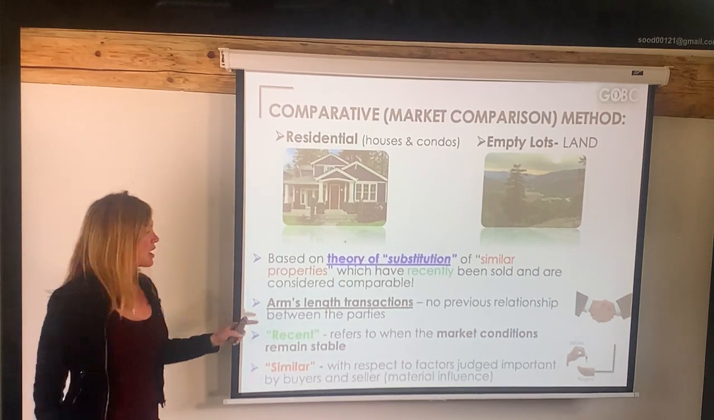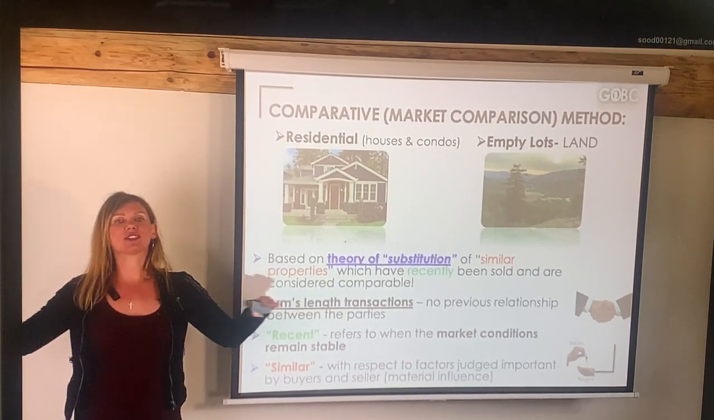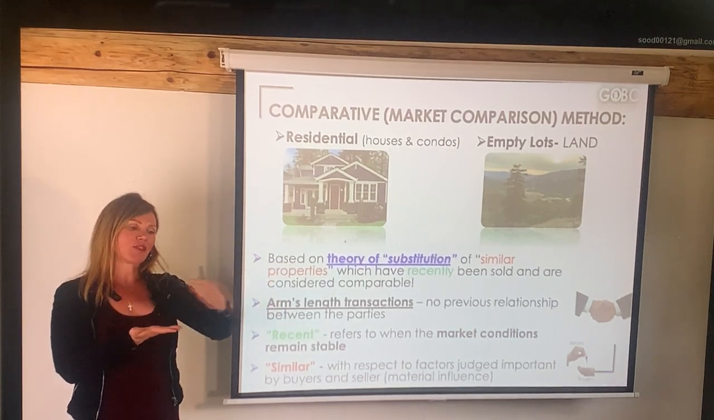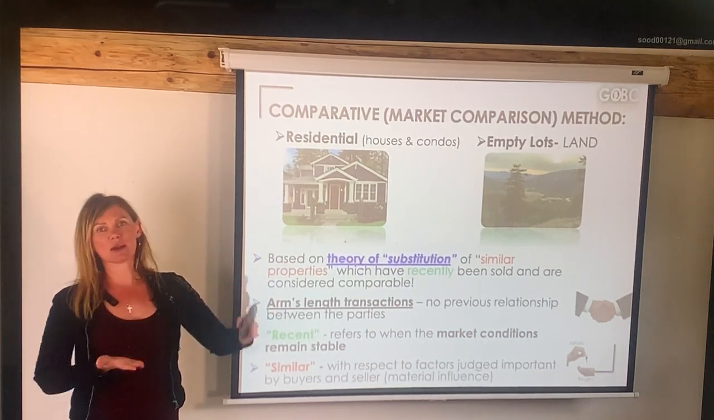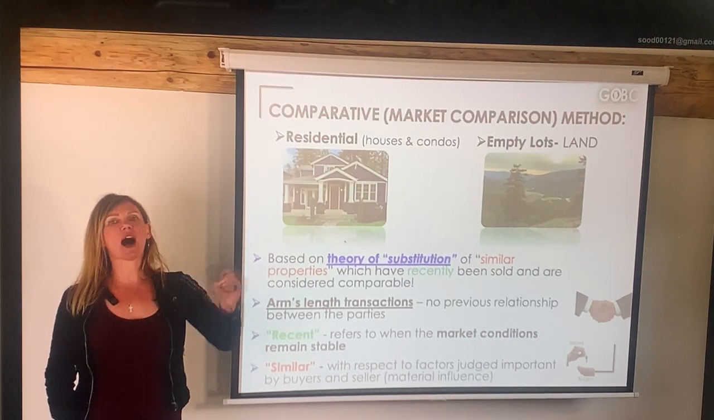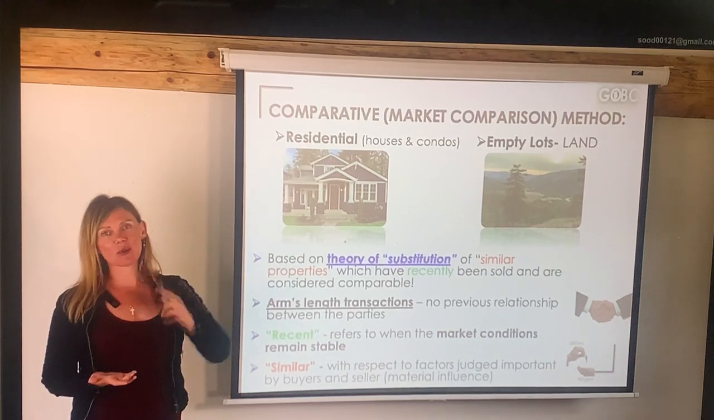It's not a true statement, because recent is when the market conditions have remained stable. When the market's been stable, that's how far back you can go to find those recently sold properties and use them as comparables for yours. You get the point. Nobody can put a number on the recent. Nobody can tell you how long recent is, otherwise that becomes a false statement.